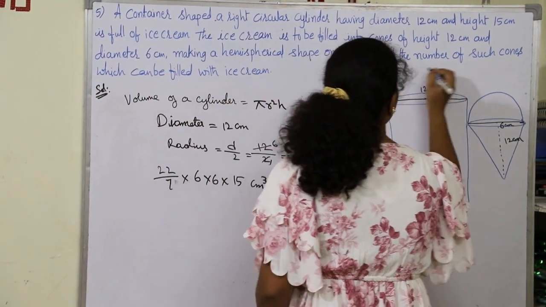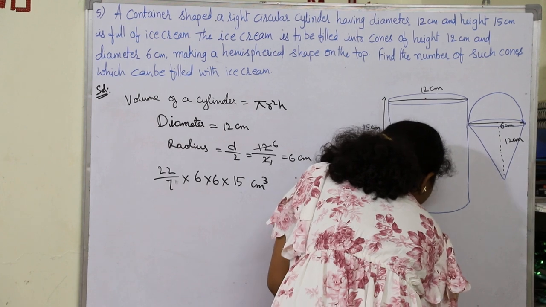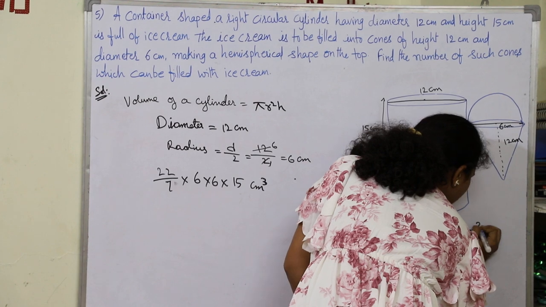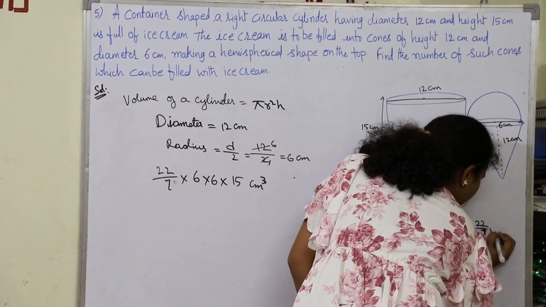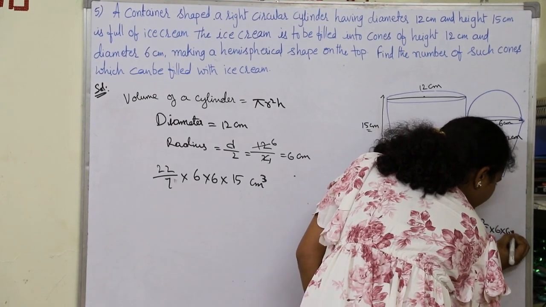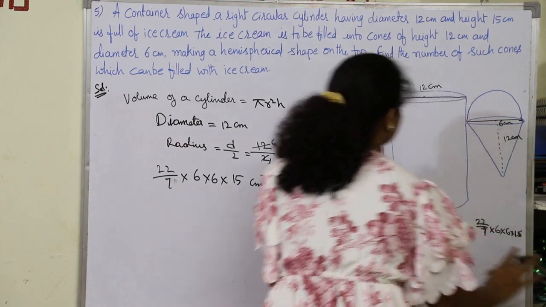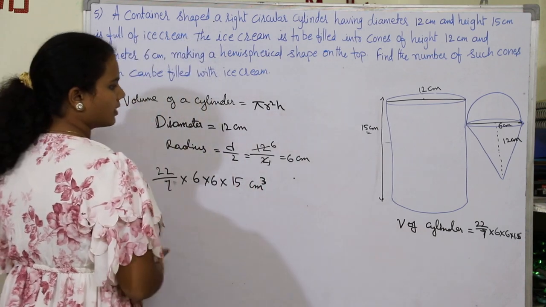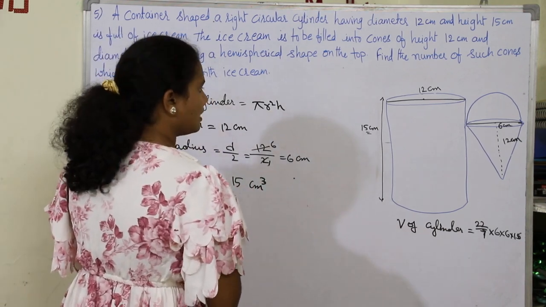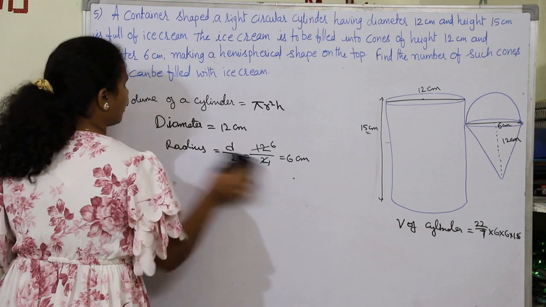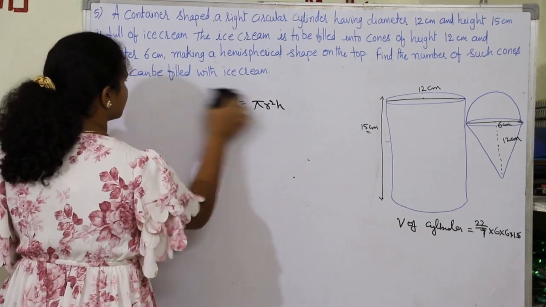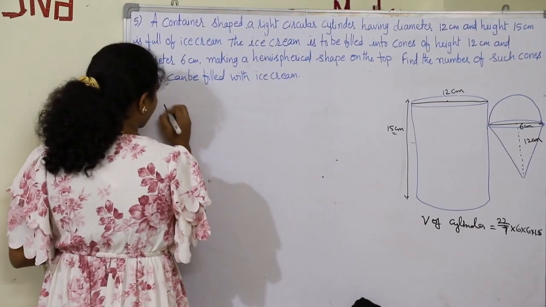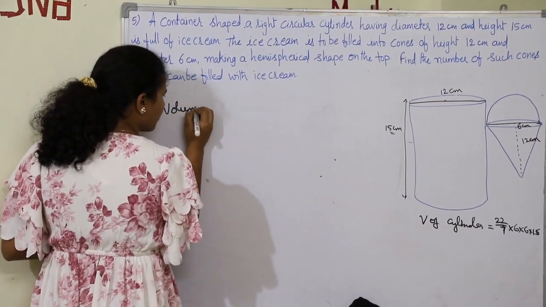So the volume of the cylinder equals 22 by 7 into 6 into 6 into 15. Just keep this aside, we will be using this later. Now let's go for the next one. Let's find the volume of the cone, guys. To find the volume of the cone, let me again take the formula. What will the formula be? Volume of cone.